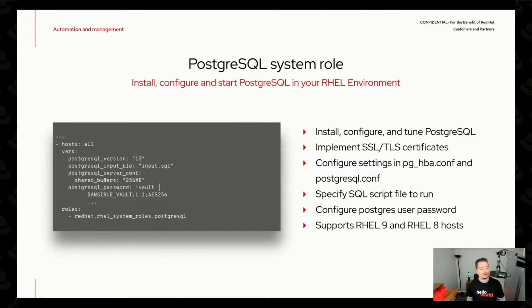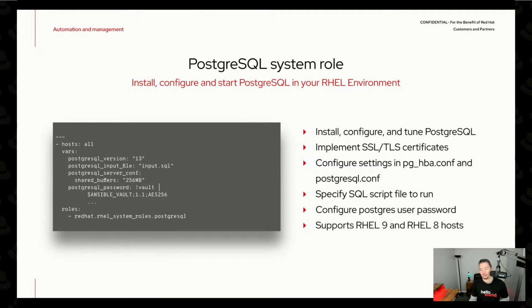And all you had to do was define what systems you're targeting in the hosts. You've got the var section, variables, where you define what version. If there's an input file, you can bring in your own Postgres server configuration file, as well as even set passwords. And all you have to do is use roles and then call the Red Hat RHEL system roles PostgreSQL system role. So if you've been tinkering with Ansible Core, definitely take a look at system roles.